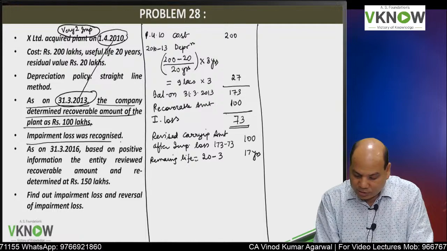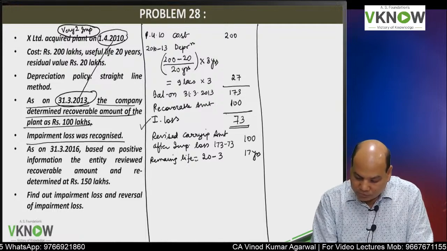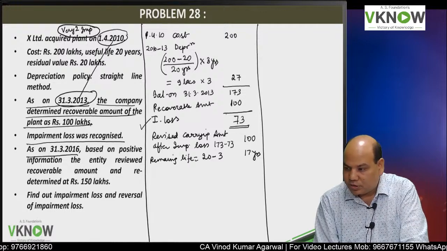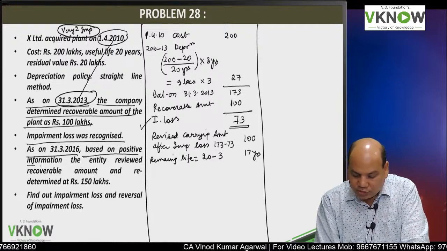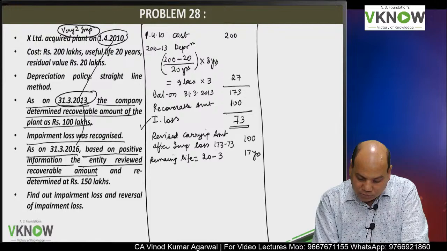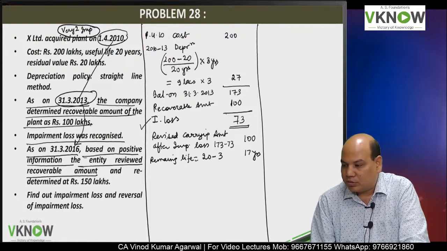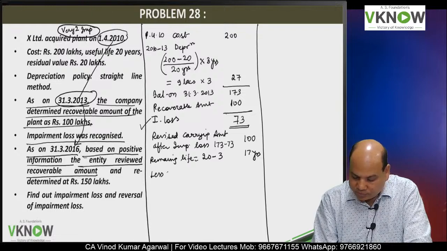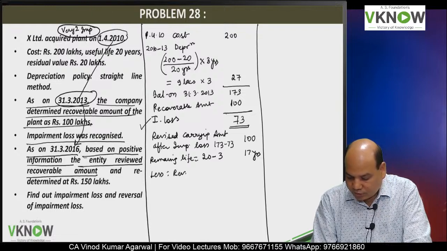Next line, impairment loss was recognized, so impairment loss was recognized 73. On 31st March 2016, based on the positive information, the entity reviewed the recoverable amount. So how many years are over? 3 more years are over. So we need the revised depreciation.